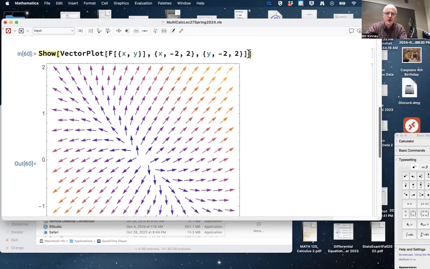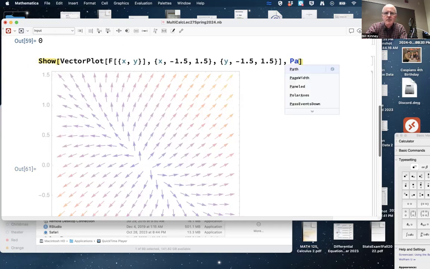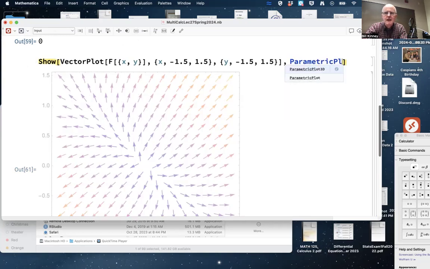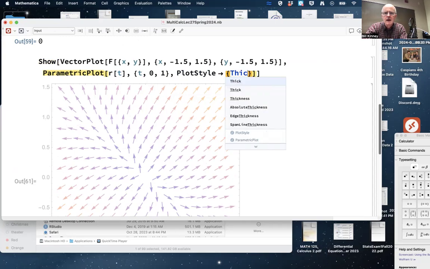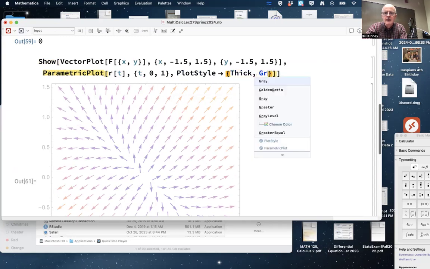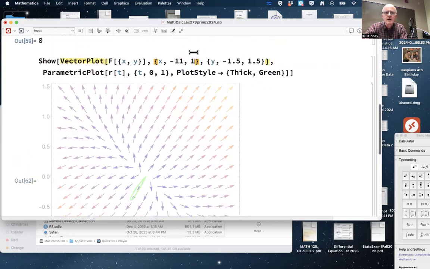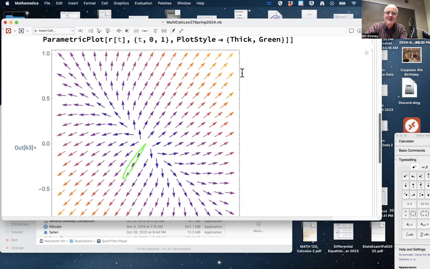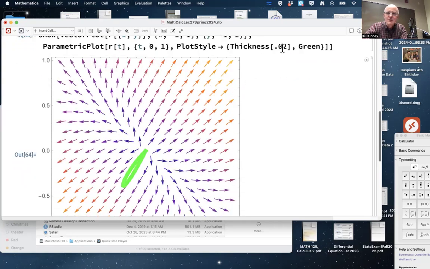You also want to put the parametric curve in here. Let me go from negative 1.5 to positive 1.5 instead. And let's put the parametric curve in there with parametric plot. R of t goes from 0 to 1. Make it easy to see. Let's do green. Oh, still kind of small. Okay, go closer. There we go. Okay, a little easier to see. Oh, too thick.